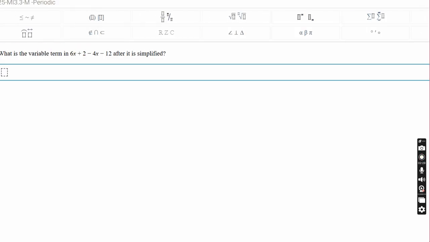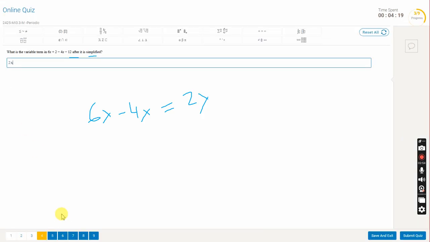Now here, what is the variable term in 6x plus 2 minus 4x minus 12? Now the variable terms you know is 6x and minus 4x, right? So you pair them up together, 6x minus 4x, group them up, and then you just solve. So what's 6x minus 4x? That's 2x. So just write that here, 2x. Remember, don't forget to be careful about the signs, right? So here, why did I say it's positive? Sorry, the x is a bit weird. Why did I say it's positive? It's because the number, which is larger, which is 6, has a positive sign next to it. So I'll keep it as positive.